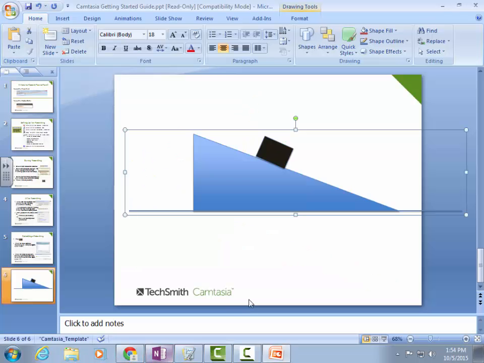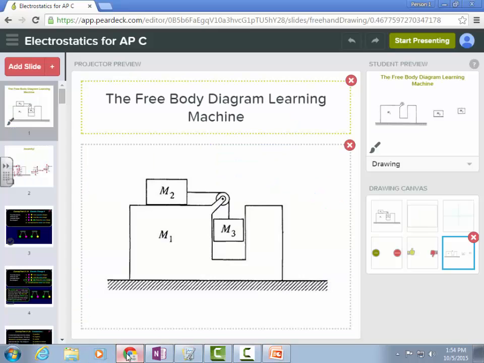So, all right, now, let's see. Pear deck or go deeper into the course? Let's do pear deck first. Let's see where you guys are at with forces.